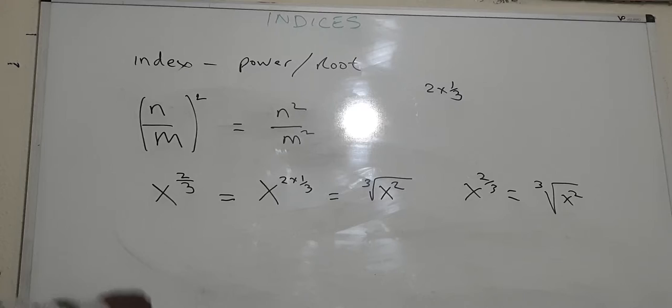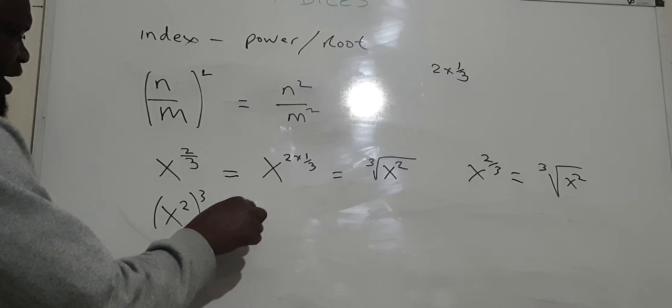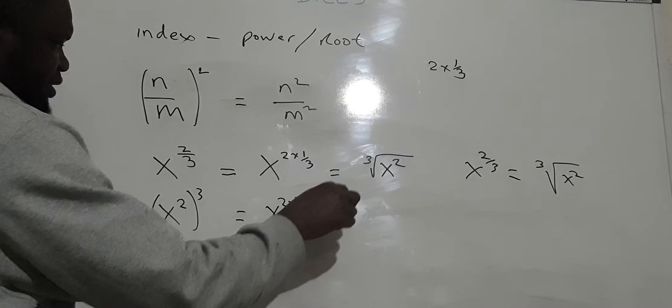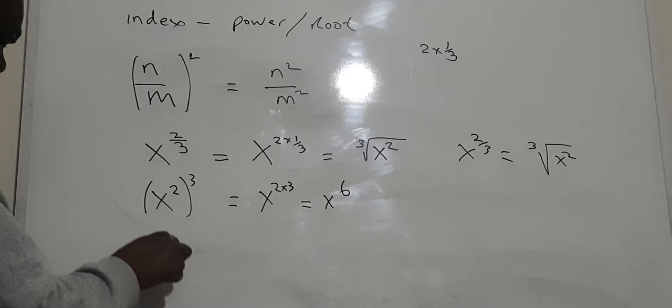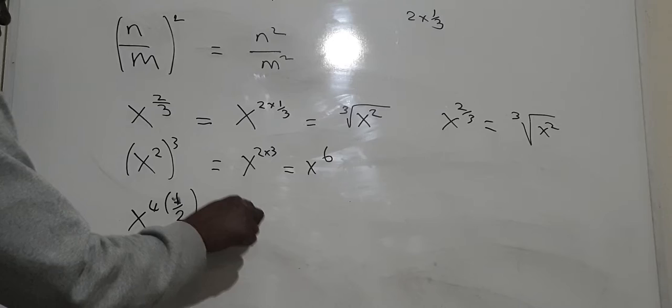By the way, look at this: x squared, if you have it in a bracket cubed, this is something like saying x squared times 3, which is x to the power 6. And in the same way, x to the power 4, to the power 1 over 2, you will say is x to the power 4 times half, which is x squared.